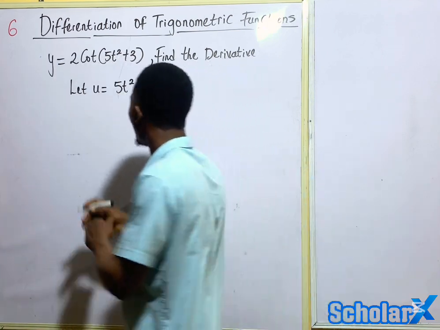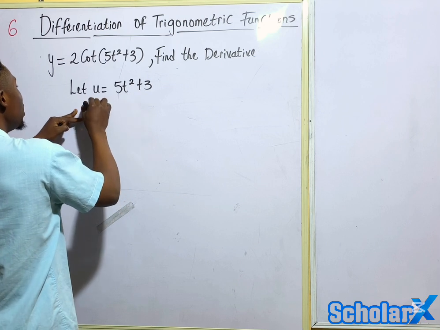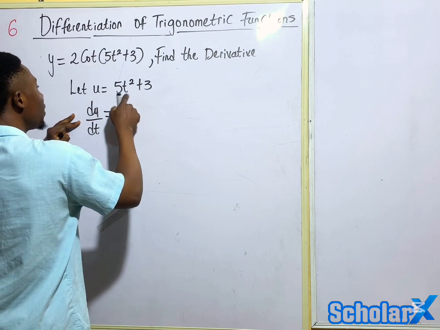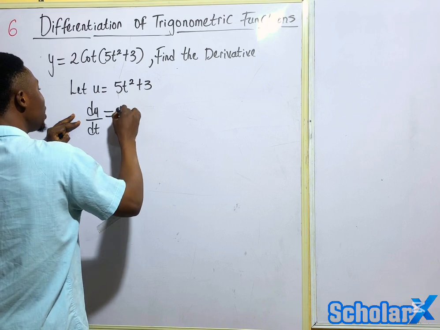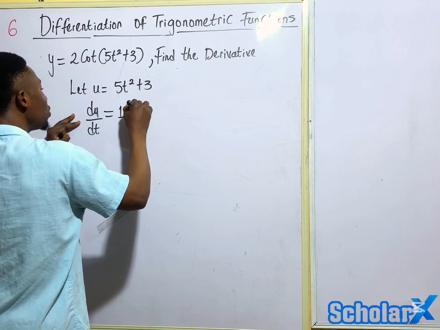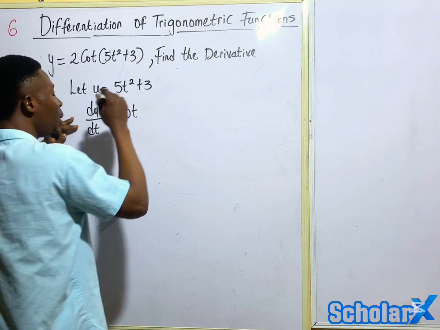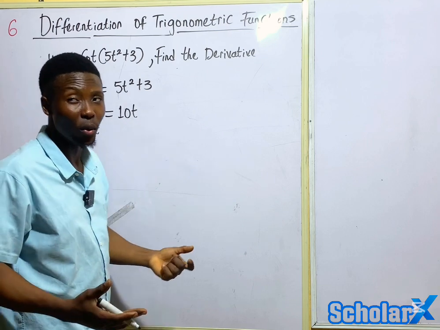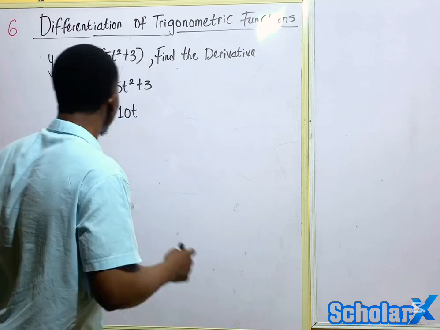So what's going to happen now? We're going to differentiate u with respect to t. So du/dt is equal to: differentiate 5t², we have 2 times 5 gives us 10. Subtract 1 from the power, that's 1, so t to the power 1, which is still the same thing as 10t. You differentiate 3, you're going to have 0 because it's a constant and it's gone.